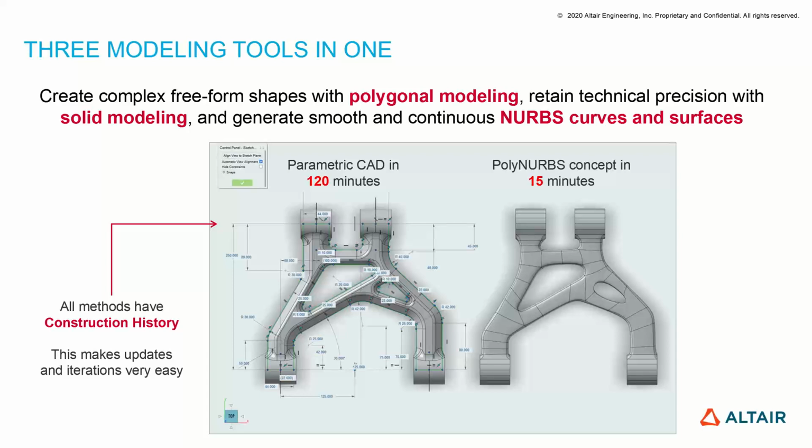So here's a quick comparison between a parametric CAD model that takes 120 minutes and a polyNURBS concept that can be dished out in about 15 minutes. And today I will show you how quickly you can create some really cool designs in a matter of a few minutes as opposed to hours.